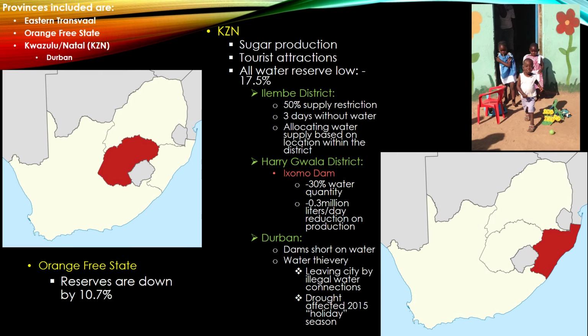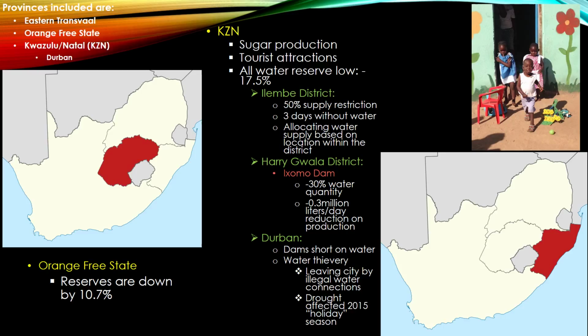On the eastern side of the country, the region that I selected is in the areas north of the Orange River, south of the Vaal River, and it borders the Indian Ocean. The provinces here are the Eastern Transvaal, the Orange Free State, and KwaZulu-Natal, which is the KZN, and this is where the city of Durban is located.